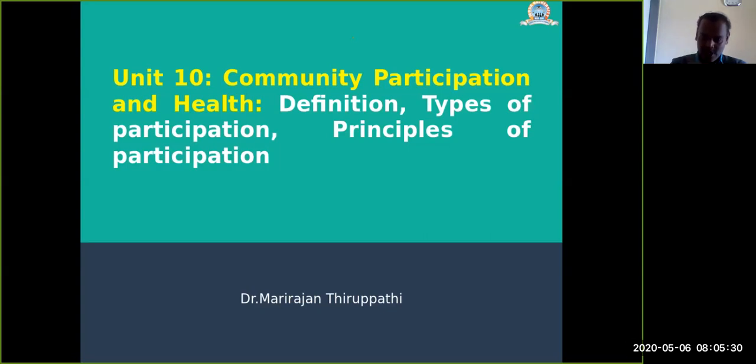Before going to the subtopics, we need to know what community participation is. That is not included in the subtopics, but we are going to study the major title in depth, the relationship between community participation and health. After that, we are going to study one by one.